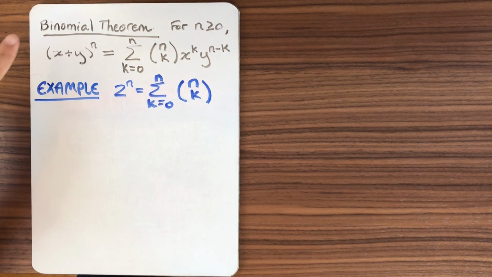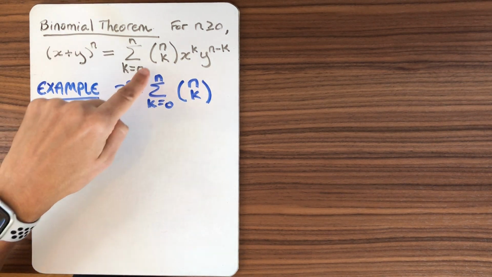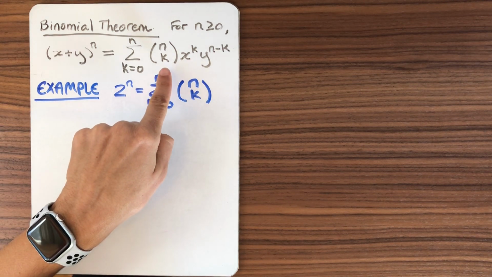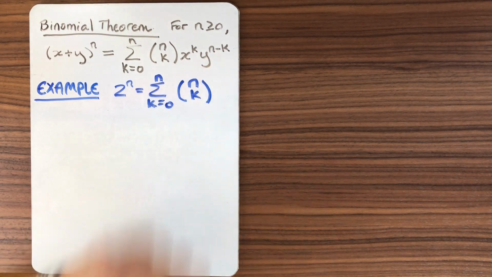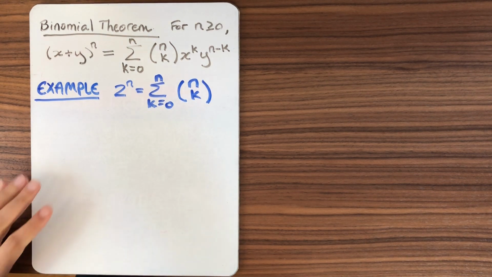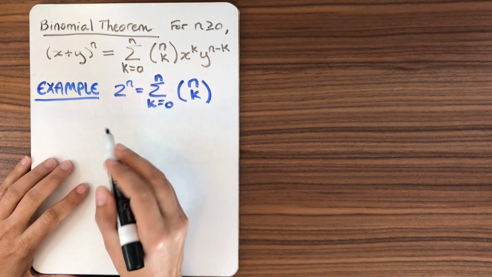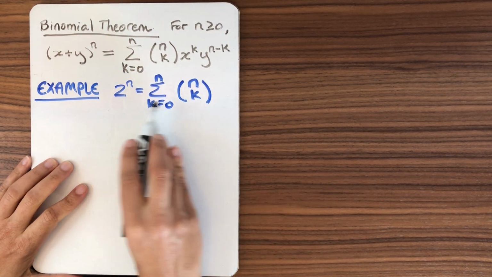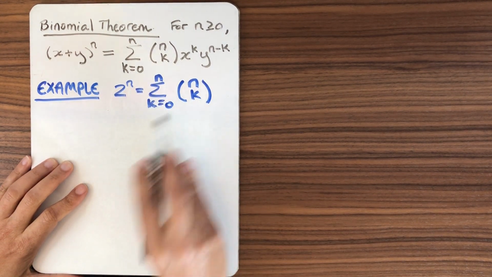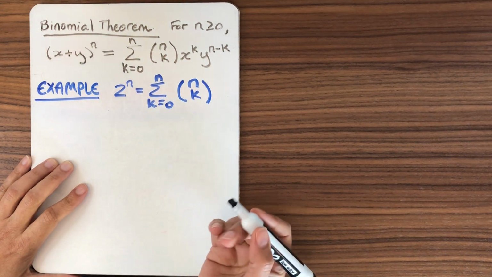We're discussing the binomial theorem, which I'll remind you says that (x + y)^n is the sum from k = 0 to n of n choose k, x^k, y^(n-k). We're going to be doing a slew of examples, applications of this theorem. Here's one: 2^n is the sum from k = 0 to n of n choose k. Why is that the case?